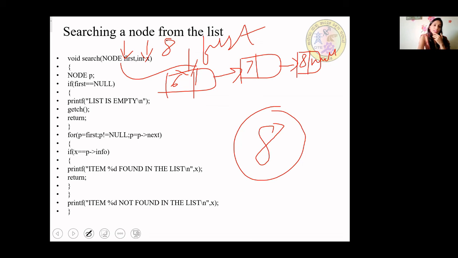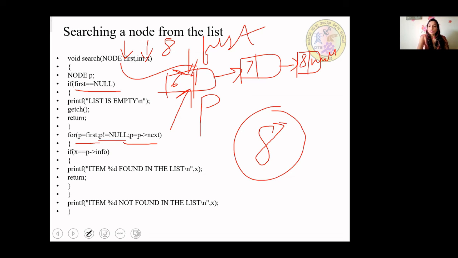So I have to check if first is equal to null. If the list is empty, it is equal to null. But here we have something called 6. So it is not equal, which means I will make p point to first. Until p is not equal to null, we will go on. Until the end of the list, we will go on searching and moving to the front, if we do not get the search element.